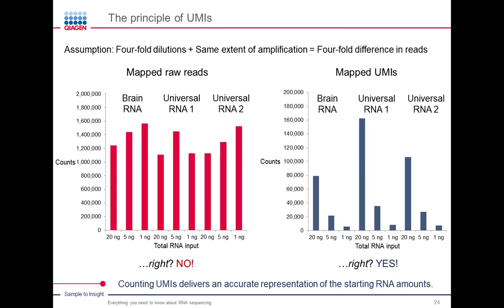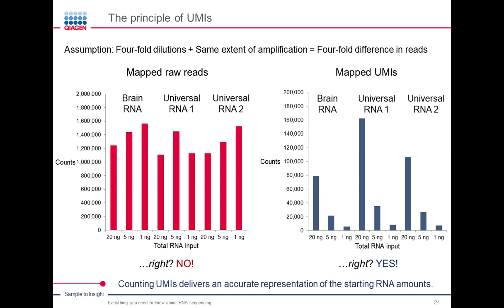So let's put this into practice here. The assumption is as follows. If you have 4-fold dilutions of RNA, so 20 nanograms, 5 nanograms, and 1.25 nanograms, and you amplify these the same, you should see 4-fold differences in reads. On the left here, we have what you get when you just map the raw reads. What you can see is that, roughly speaking, you have the same amount of allocated reads per sample. And the reason is that you are loading an equimolar amount onto your sequencer, so ultimately it will just be read about the same amount.